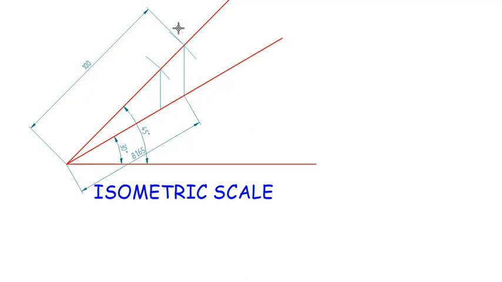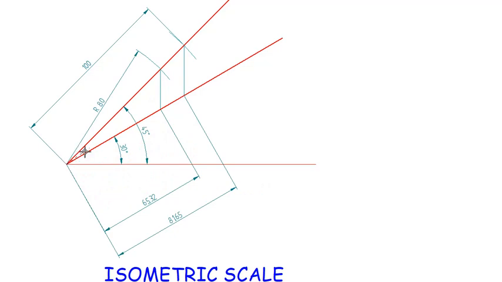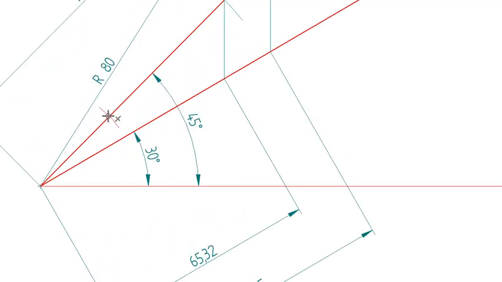This length is 80. This one is 100. I need to measure the iso length. So from this point to this point, from here I'll cut a radius of 30. Then from here again a vertical line, and this distance I need to measure, this is 24.49. Now I'm going to draw it accordingly.